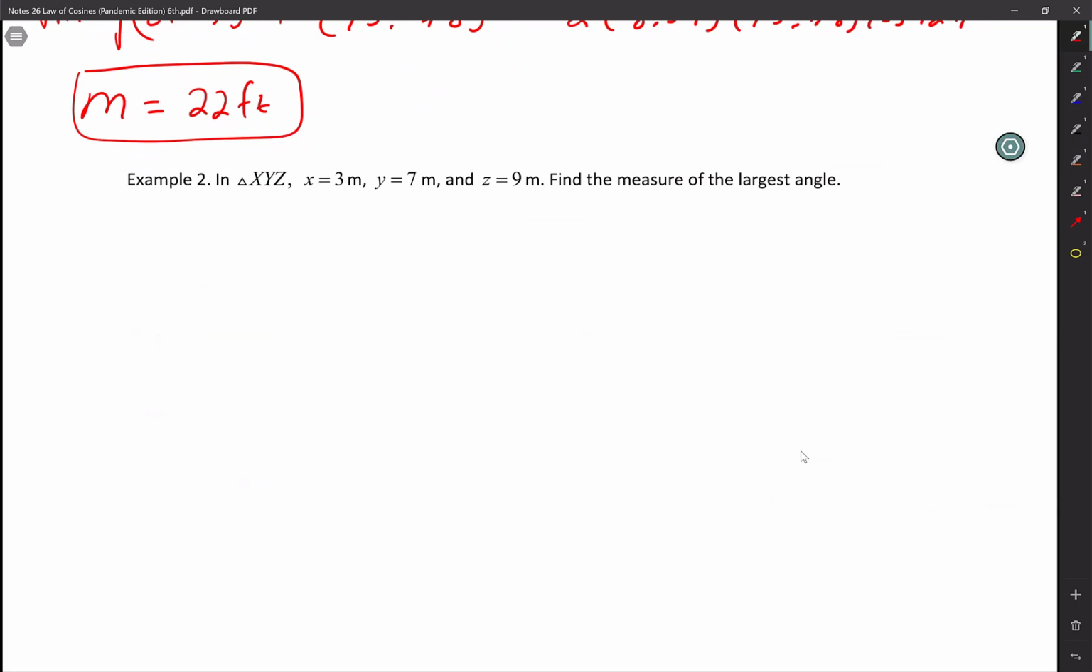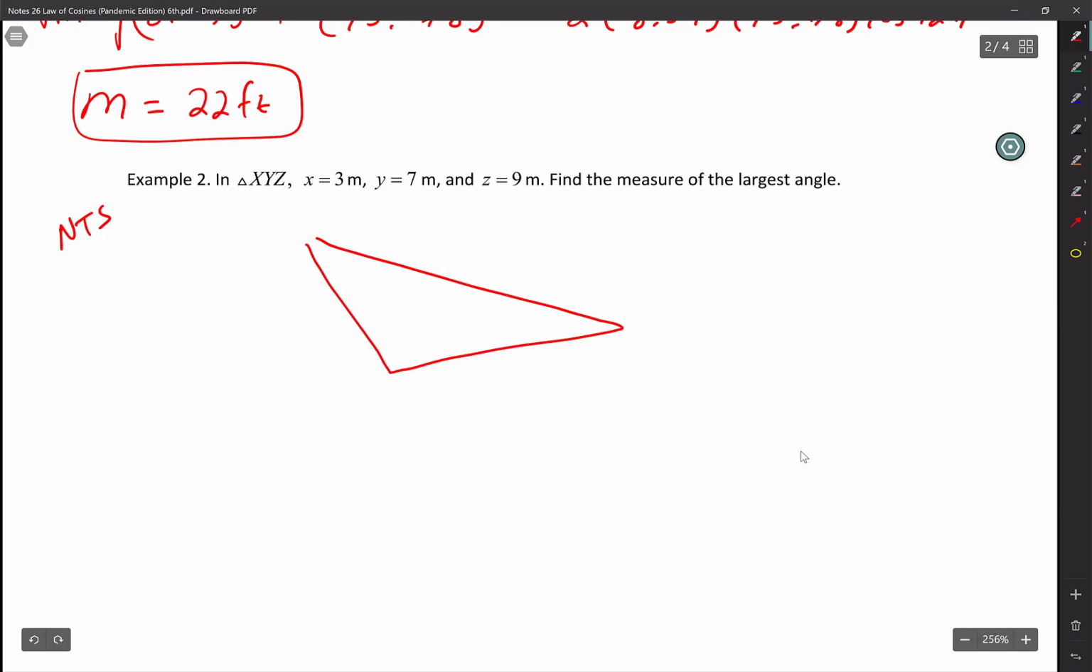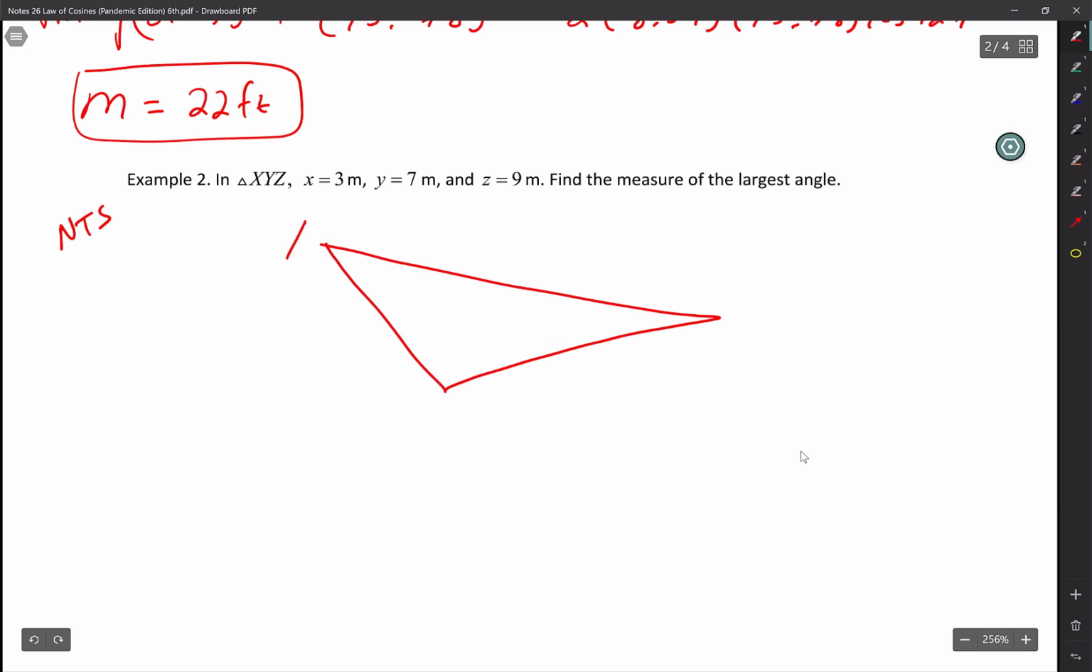Question 2 says, find the measure in triangle XYZ, little x is 3, little y is 7, little z is 9. Find the measure of the largest angle. Again, I'm going to put NTS for not to scale, and I'm going to draw a triangle. It's definitely not to scale, guys. Capital X, capital Y, capital Z. Oh, it's 100% not to scale.